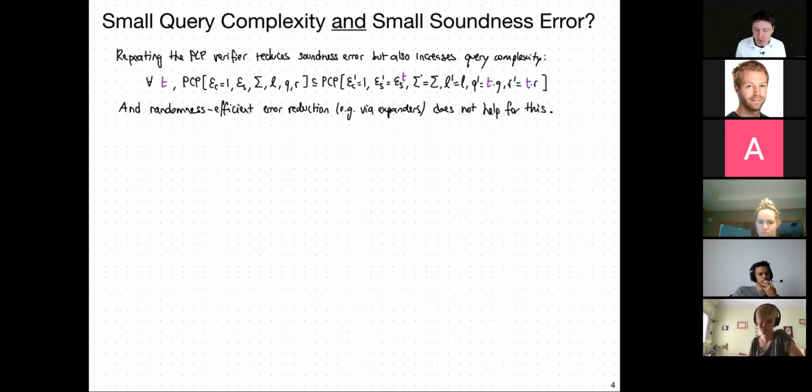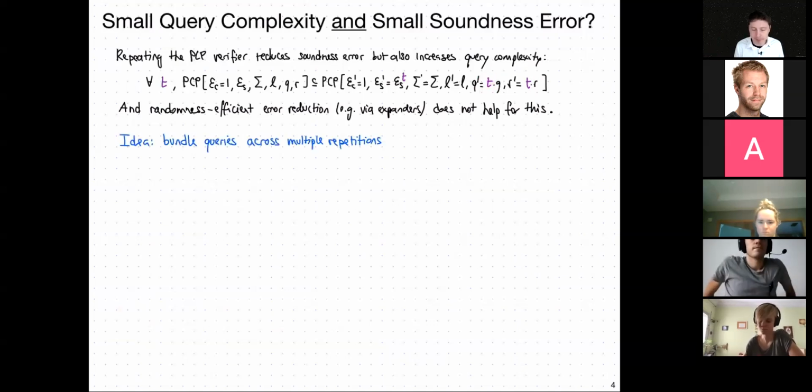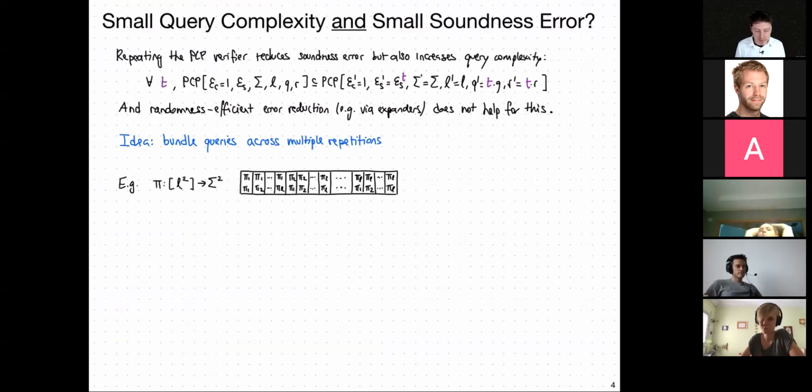And again, even if you try to do randomness-efficient error reduction, rather than repeating the verifier on independent random strings, you take them on a random walk on an expander. Still, yes, you're using less randomness, but you're making the same number of queries, like t times q. So a fundamental idea that is really non-trivial is to bundle queries across multiple repetitions, okay? So you can think about, we're going to take the proof string over a quadratically larger alphabet with a quadratically larger proof length.